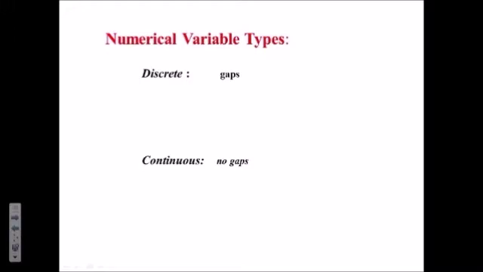Now, numerical or quantitative variable types are divided into two categories, discrete and continuous. For example, if I ask a person, how many siblings do you have? Siblings are brothers and sisters. Well, what kind of answers could I get? A person says, I have one sibling, or I have two, or I have none, or I have three, and so on. We would gather these numbers.